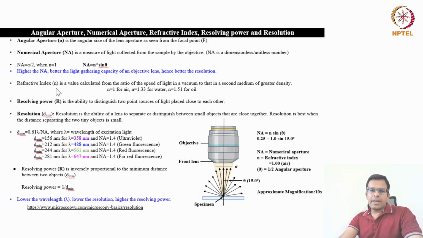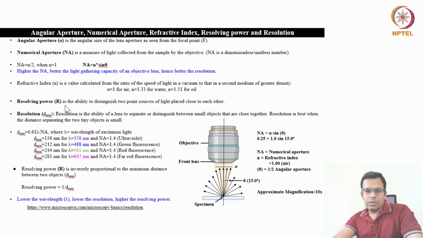Now what is a refractive index? Refractive index is a value calculated from the ratio of the speed of light in a vacuum to that in a second medium of greater density. The refractive index for air is equal to 1. The refractive index of water is 1.33 and the refractive index of oil is 1.5. So that is the ratio of the speed of light in a vacuum compared to different media like air, water, and oil.